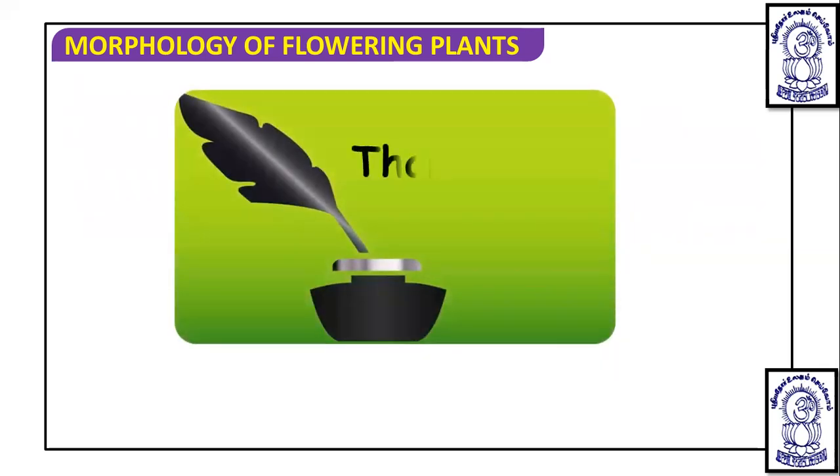Okay, dear students, so till now we have completed the introductory part of morphology. What is root, the structural aspects of the root, regions of root, and the types of root system and their functions we have discussed. Now in the next class we will be discussing the modification of taproot and adventitious roots. Till then, thank you.